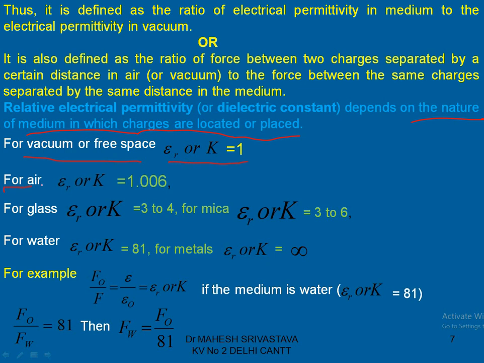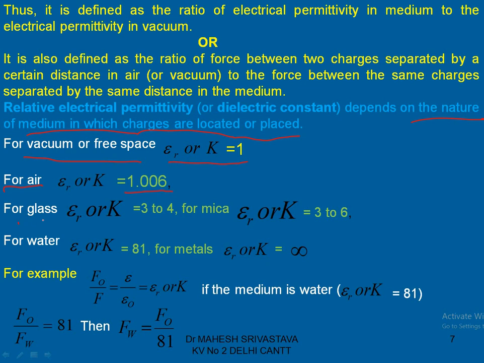Whereas in case of air, its value is 1.006. Now here I just want to tell you one important thing. Whenever you solve numericals, and in numericals it is written that 2 point charges are placed in vacuum or free space or in air, then in all the three cases you have to take the value of K or epsilon r equal to 1.